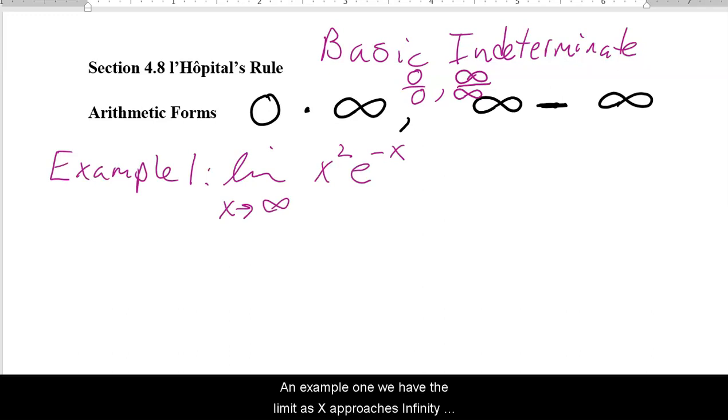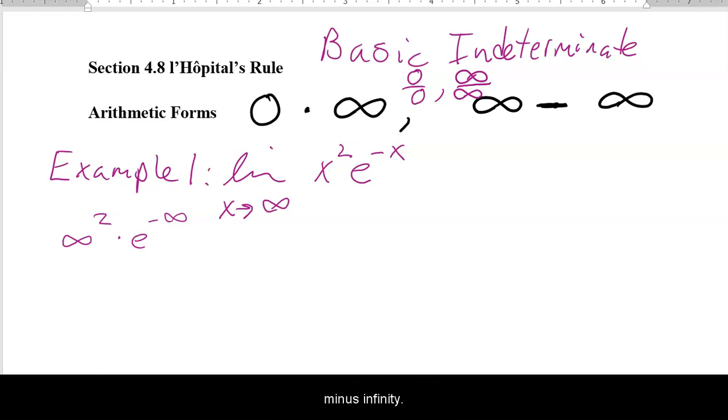In example 1, we have the limit as x approaches infinity of x squared times e to the negative x power. When looking at this, in order to determine what kind of limit we have, we will do what we always do, which is plug in what the limit is approaching, in this case infinity, in place of the variable x. It seems strange to plug in infinity since it's not a number, but we have to, in a sense, visualize what's happening to the graph. You can think about infinity squared becoming infinity, or e to the minus infinity, as 1 over e to the infinity.